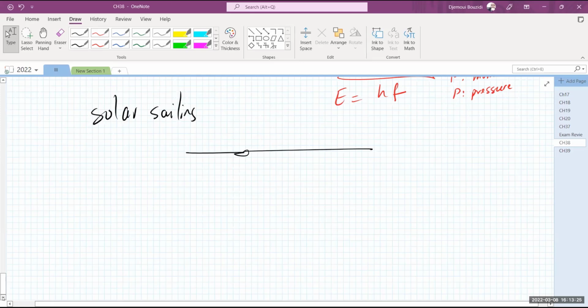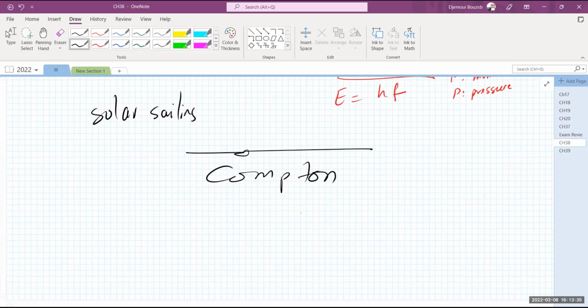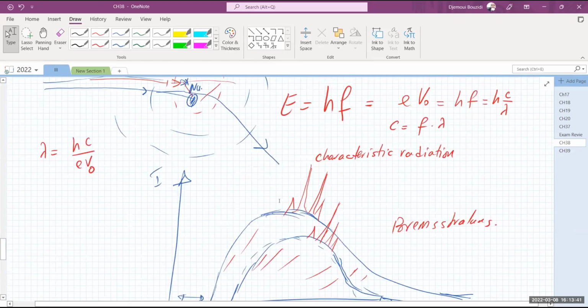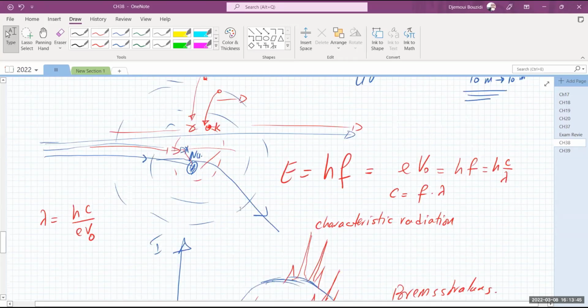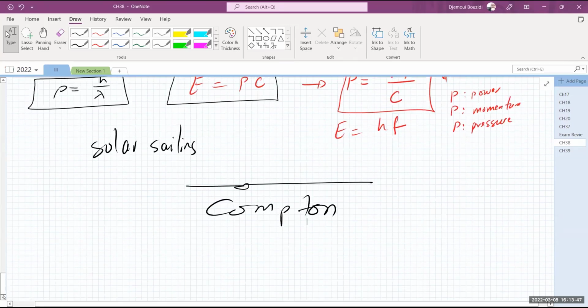Anyway, the point being here is that Mr. Compton, at Washington University in 1923 or 1924, around that time, did an experiment, okay? And that experiment basically involved those highly energetic waves that were produced here, X-rays. And you have an X-ray.